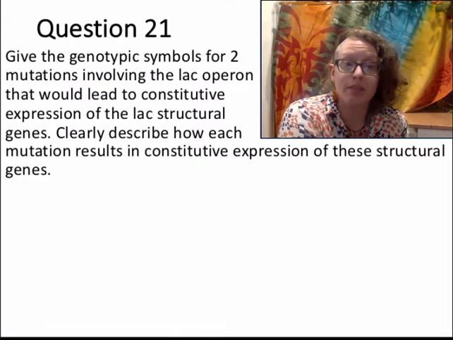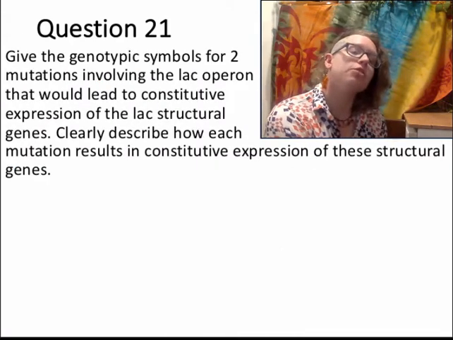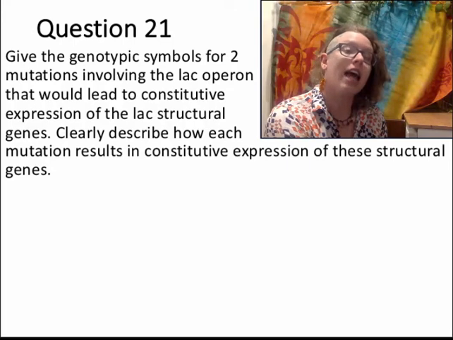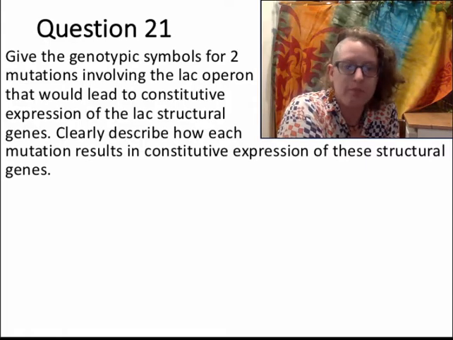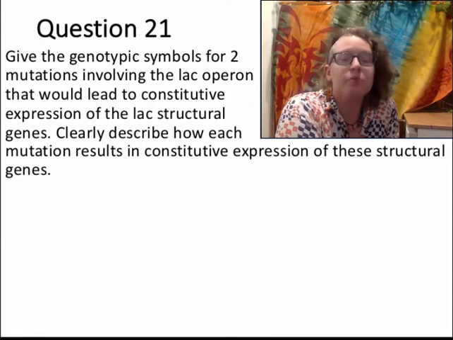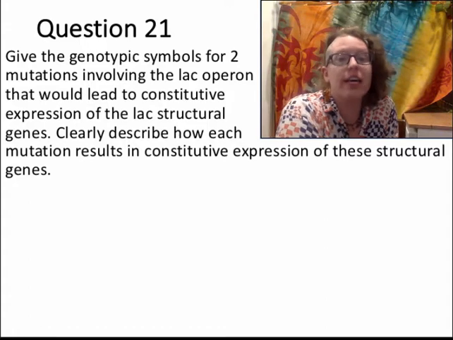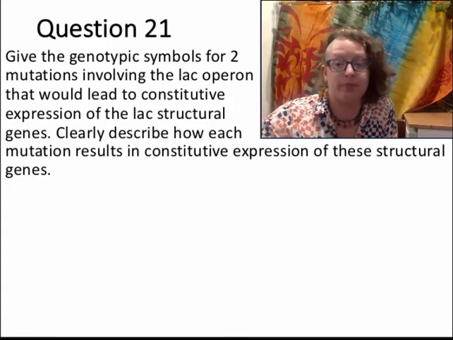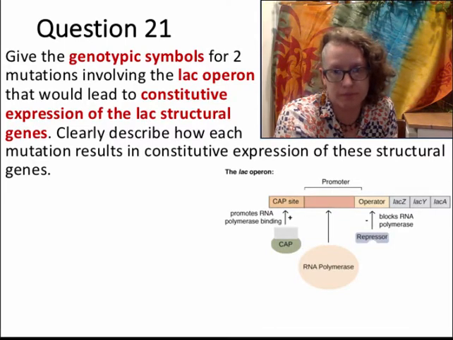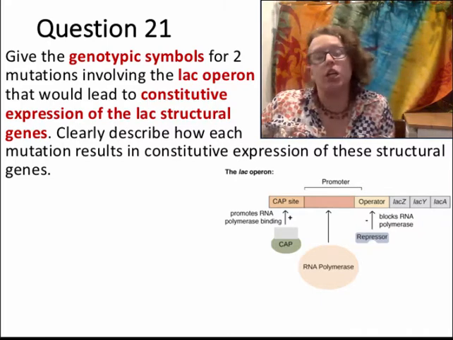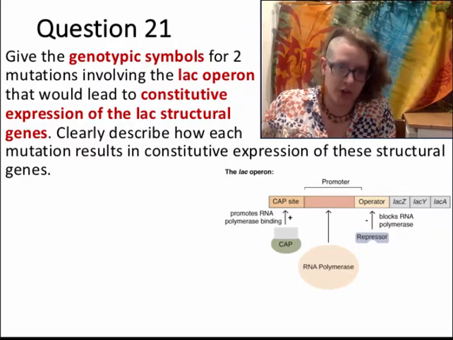Question 21. Give the genetic symbols for two mutations involving the lac operon that would result in constitutive expression of the lac structural genes. Clearly describe how each mutation results in that constitutive expression. Okay, here, have a lac operon. You should be able to produce this image from memory. I'm going to explain two mutations.